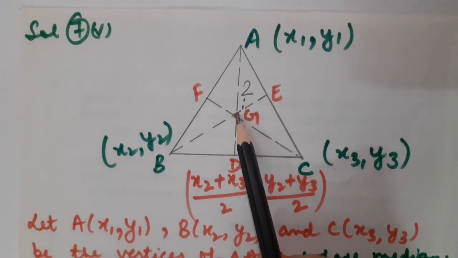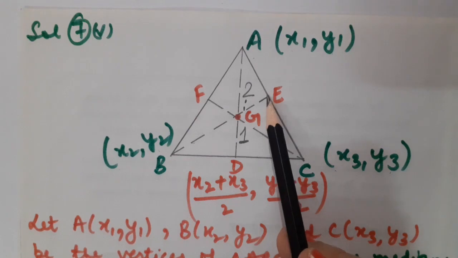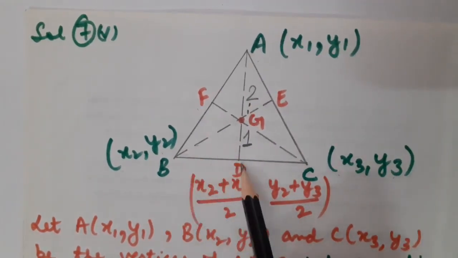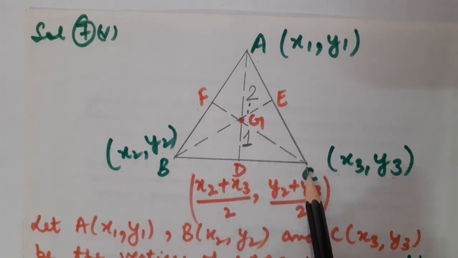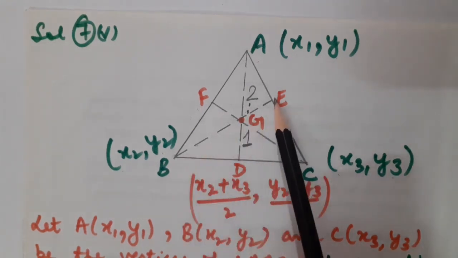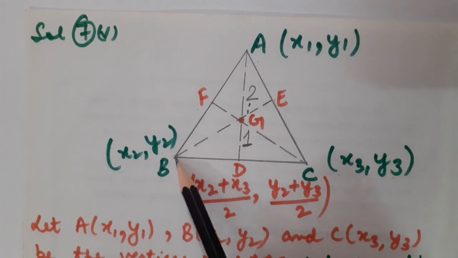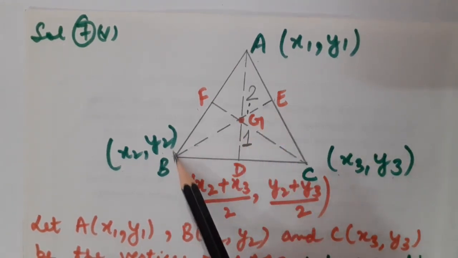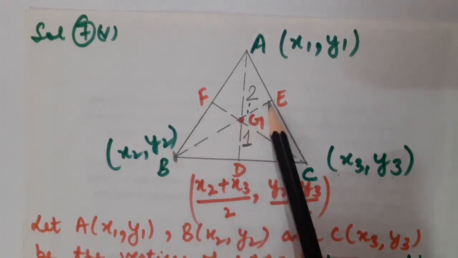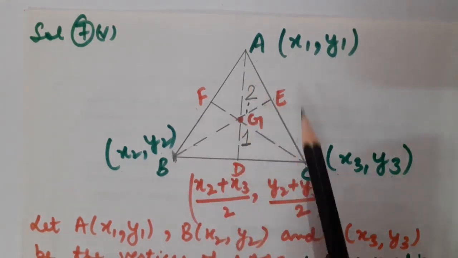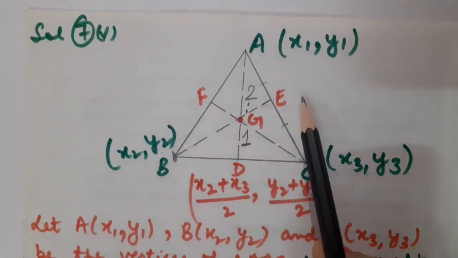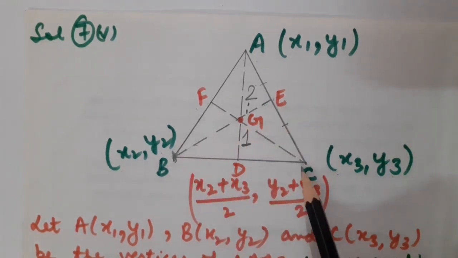Children, just look here. I have drawn 3 medians. First median is AD. Here D is the midpoint of BC. Second median is BE, because a median is basically a line segment which is drawn from any of the vertex of a triangle and it divides the opposite side in two equal parts. Means we can say that AE is equal to EC. So BE is another median and then CF is also another median.